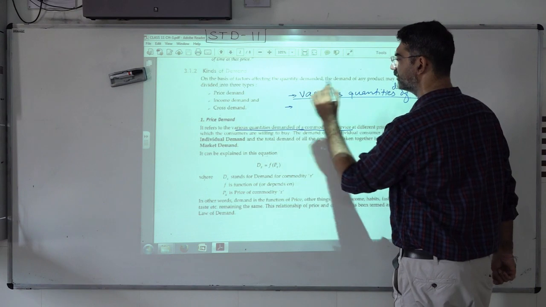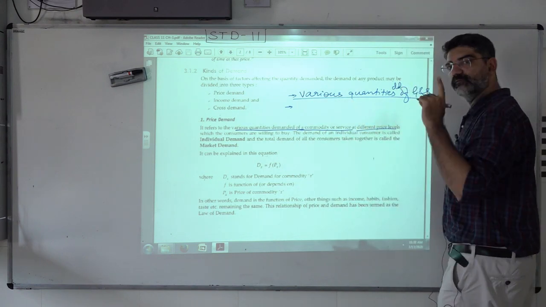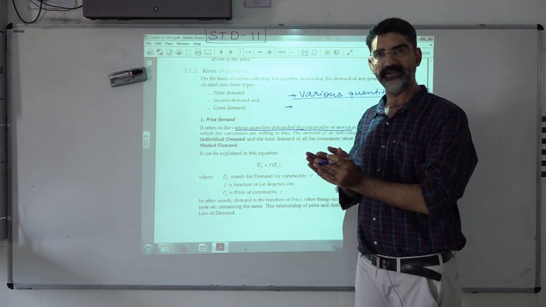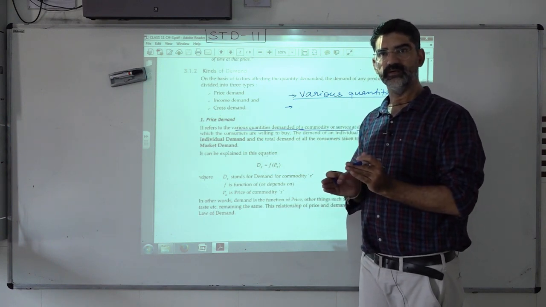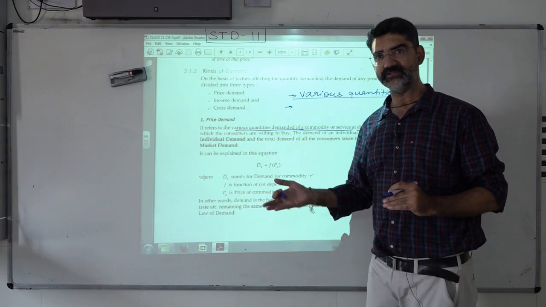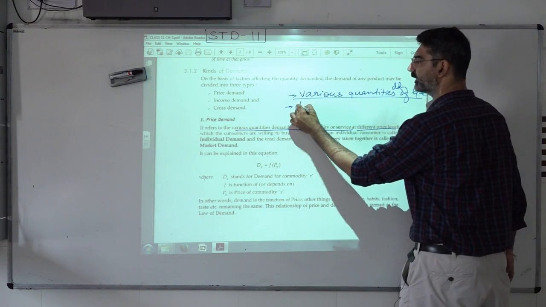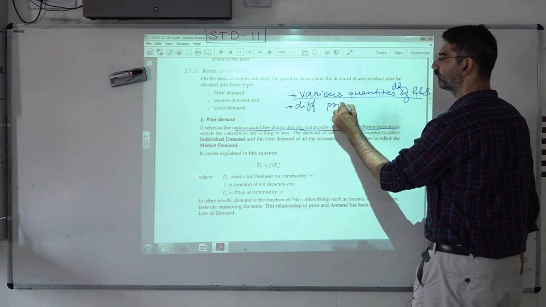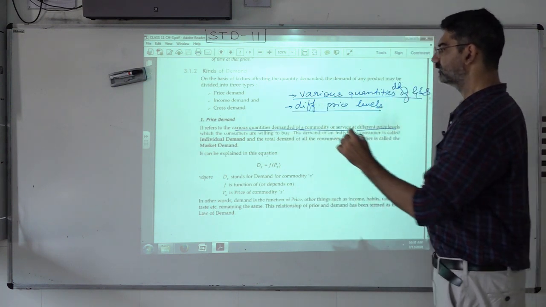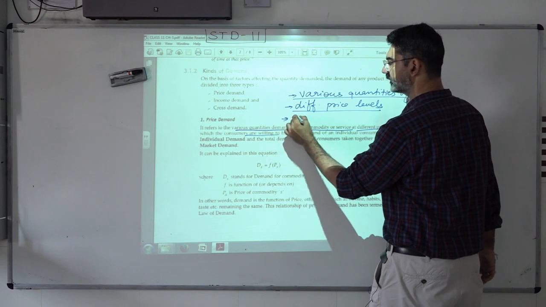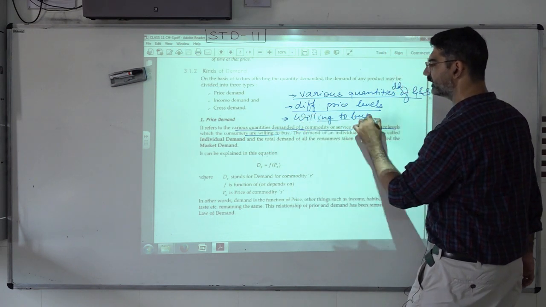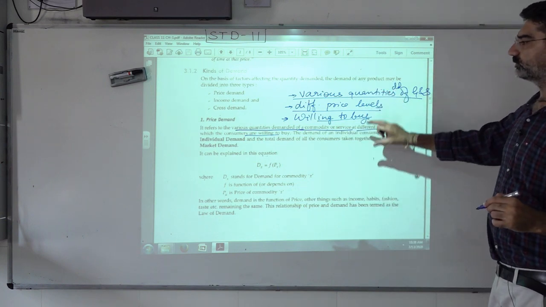Number one, at different price levels. There it was a particular price. When we saw the definition of demand, the quantity was fixed and the price was also fixed. Now, when we talk about price demand, see the difference. We are talking about various quantities and different price levels. Number two, willingness to buy should also be there. So these three points should be there for this definition.